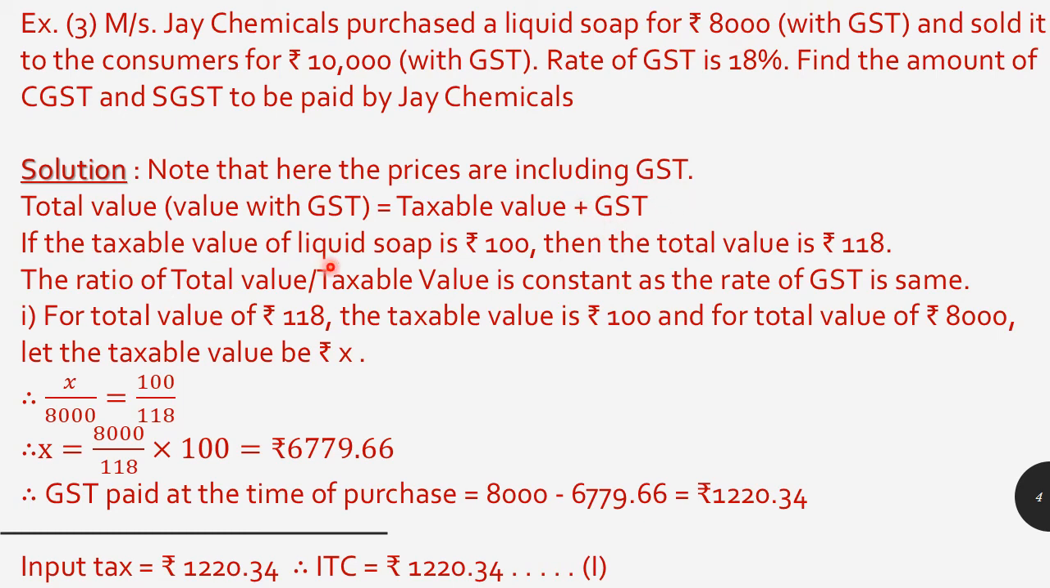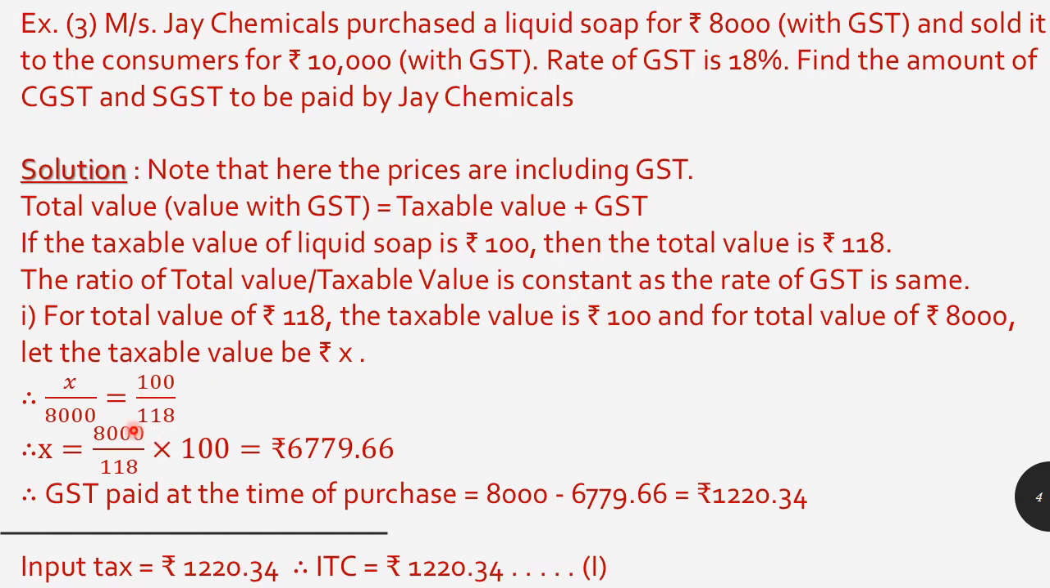Now if the taxable value of liquid soap is rupees 100, then the total value is 118. Now the ratio of total value to taxable value is constant as the rate of GST is the same. Okay, so the ratio total value upon taxable value will be constant since the rate of GST is the same. Now for total value of 118, the taxable value is 100. So that is 100 upon 118.